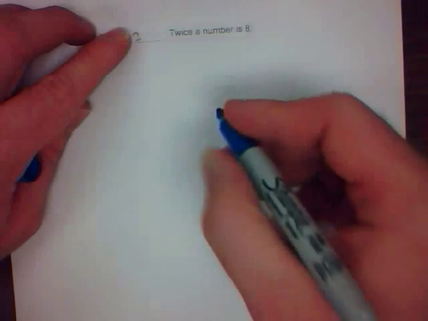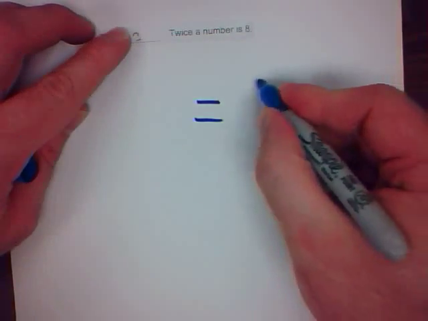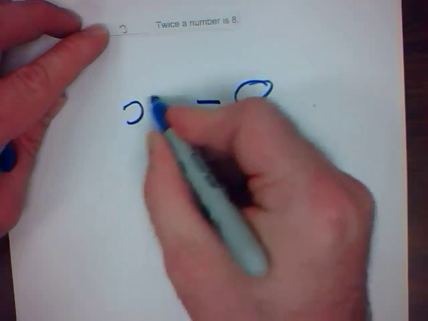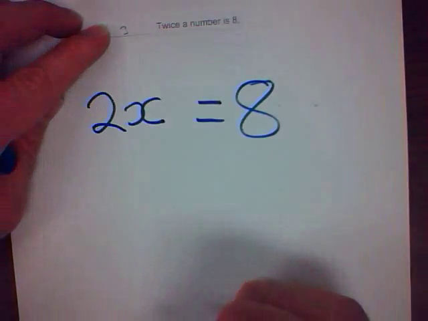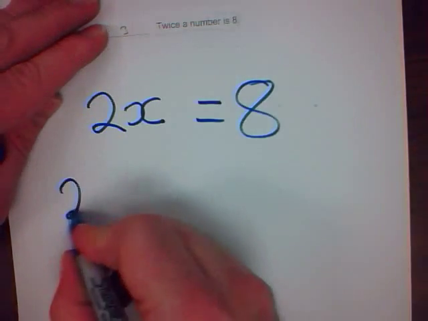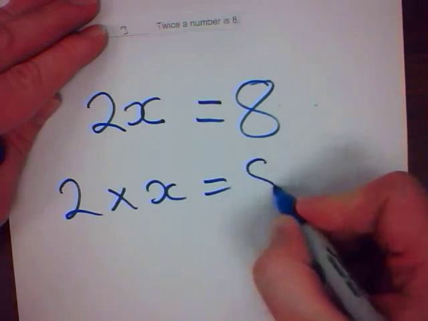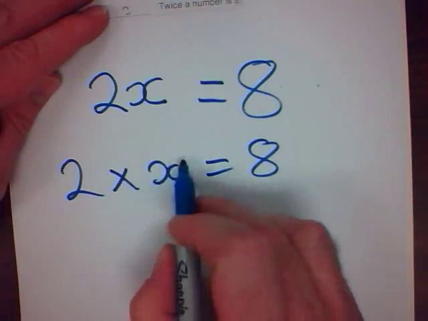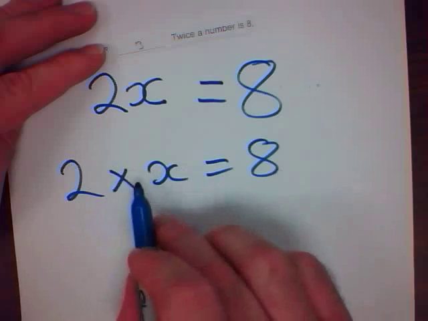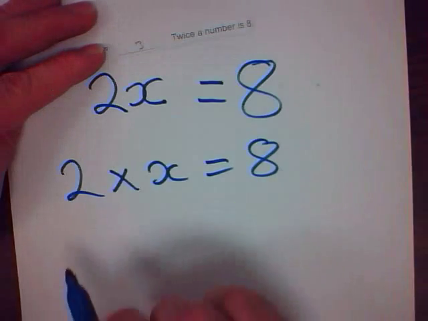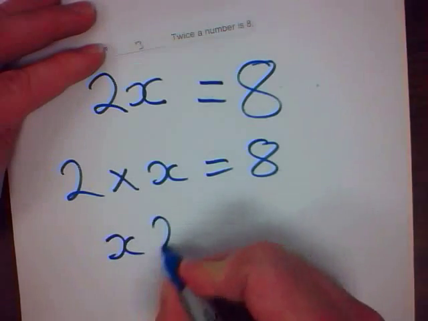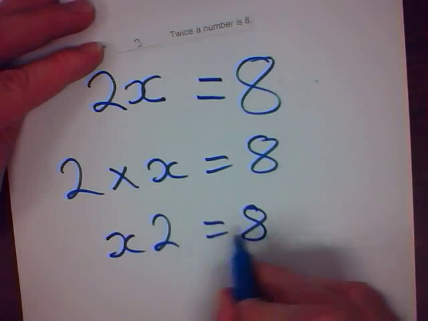Twice a number is 8. There's my is, there's the 8. Twice a number. There's my number. Now, it's multiplication. Remember, I'm a lazy mathematician. I did not write the multiplication. I could write it like this if I need to. Notice again, that's why you have to have a funky X, a different sort of X, a cursive X, an italics X, because those two could easily get confused. It's multiplication. I can actually change the order if I wanted to. I could write it like this.